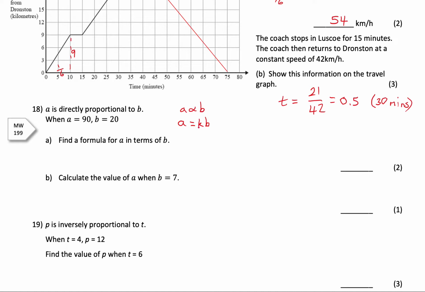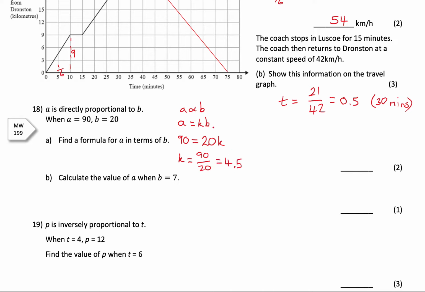So as soon as we've found k, then we can just put it back into this equation. We'll use A and B again, and then we'll have an equation we can use for any subsequent parts to the question. So to find what k is, we're going to use this given information here. So we're going to substitute in A is 90 and B is 20, and I'm going to put 20 first because that's the convention with algebra. You put your number in front of any unknown letters. So k, I can work out from this, is 90 divided by 20, or 9 over 2, which is 4.5.